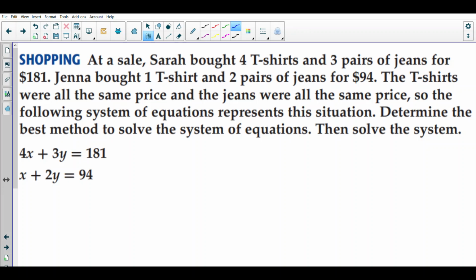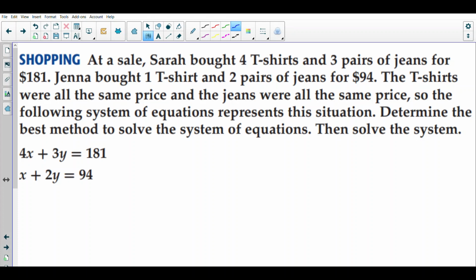Next, we're going to look at some word problems. At a sale, Sarah bought 4 t-shirts and 3 pairs of jeans for $181. Jenna bought 1 t-shirt and 2 pairs of jeans for $94. The t-shirts were all the same price and the jeans were all the same price. So the following system of equations represents the situation. Determine the best method to solve and then solve the system.